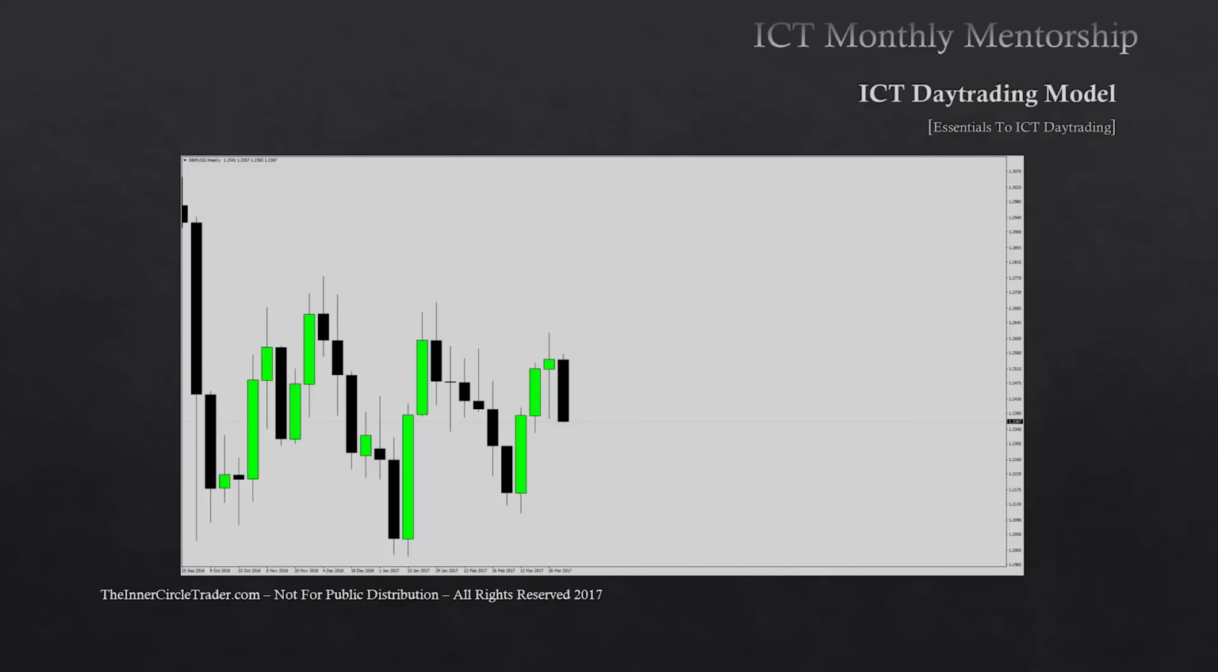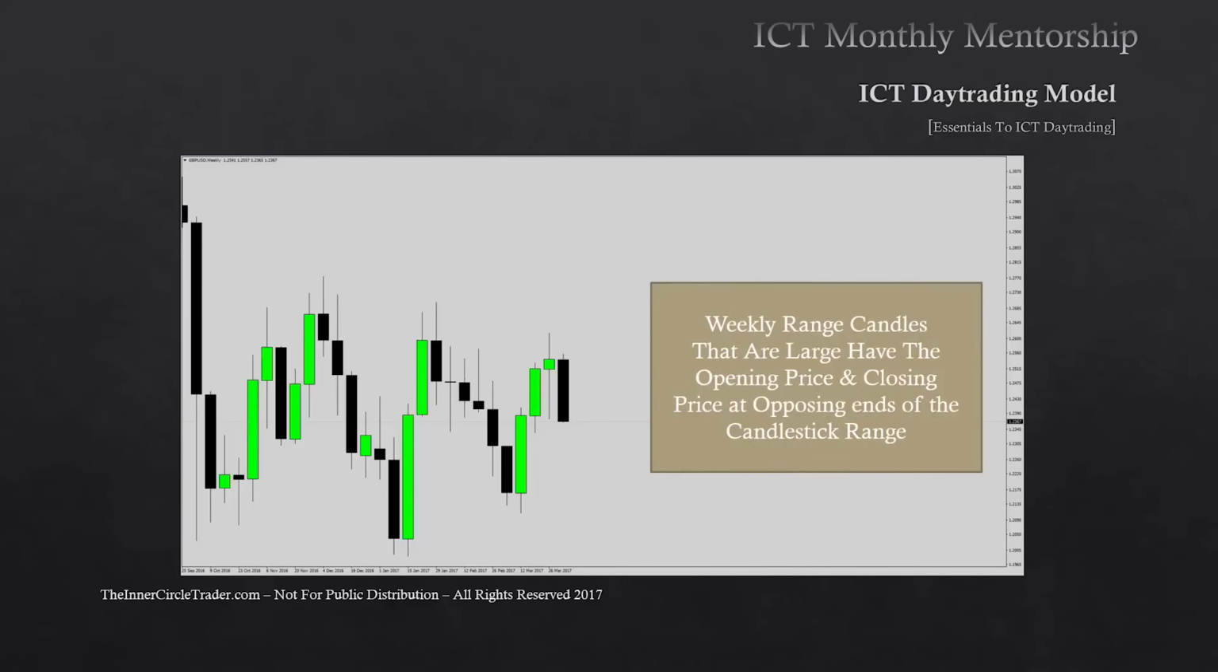So every range here represents a weekly amount of data. In other words, it's the open, high, low, and close of an entire week. I want you to focus primarily at this chart and think about Power 3. I want you to look at these candles and remind yourself that the weekly range candles that are large have the opening price and closing price at opposing ends of the candlestick range. Now, this is important because it's teaching you to focus and anticipate range expansion.